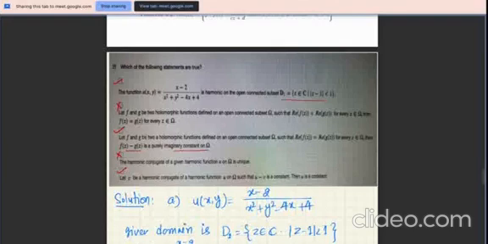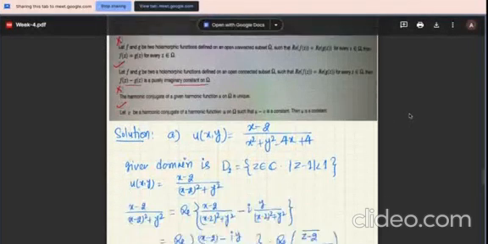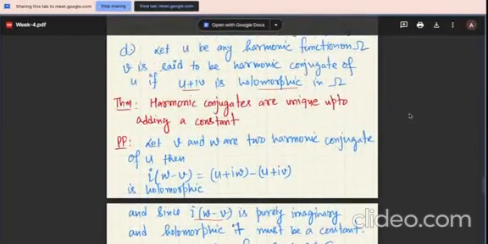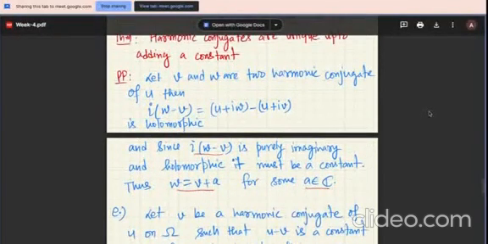Third one. Let f and g be two holomorphic functions defined on an open connected subset such that the real part of f is equal to the real part of g for every z belongs to omega. Then f(z) minus g(z) is a purely imaginary constant on omega. This we just proved. The harmonic conjugate of a given harmonic function u on omega is unique. This is also not true. Harmonic conjugates are unique up to adding a constant. They are not in general unique, but they are unique up to a constant. This is a standard fact.